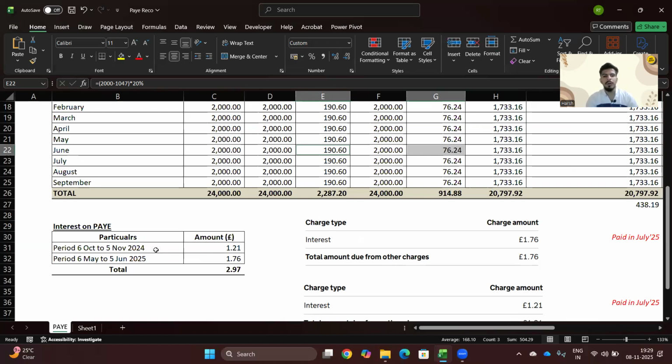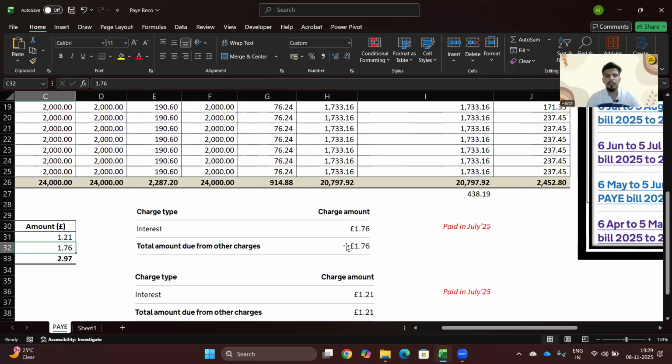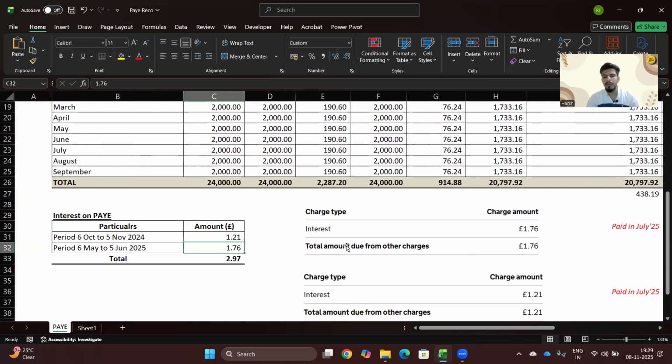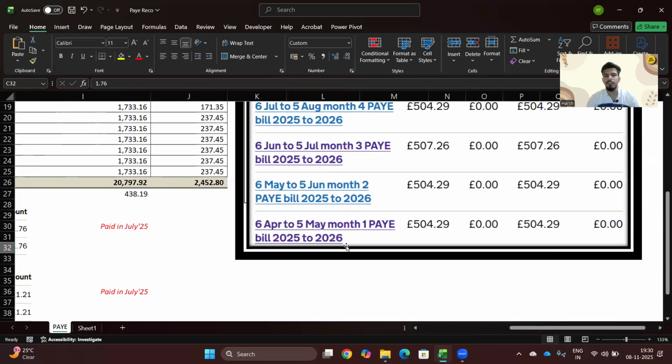In the period of 6th October to 5th November 2024, it was 1.21, and 1.76 for 6th May to 5th June 2025. That is the interest that we have incurred. Here you can check on the HMRC's website. This is how it looks. So in total, it was 2.97 as our interest. We have paid it together in this month, in the month of June.